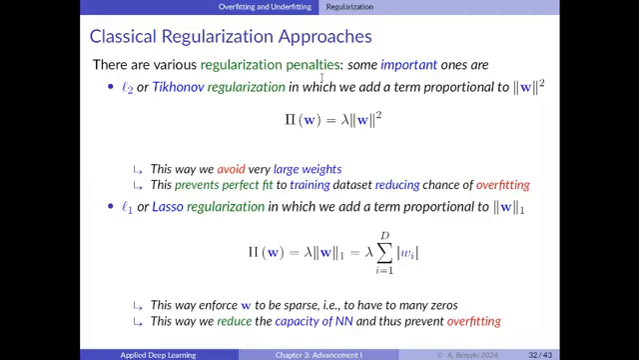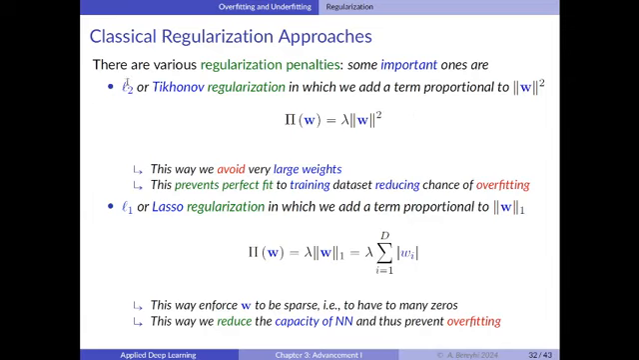There are some classical approaches for this regularization term. We would not consider any possible pi of W because we want to reach our solution as soon as possible, so we will see the best practices of this regularization term that have been used in the context of deep learning.